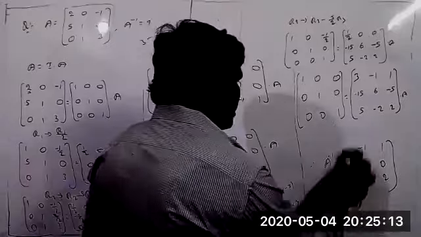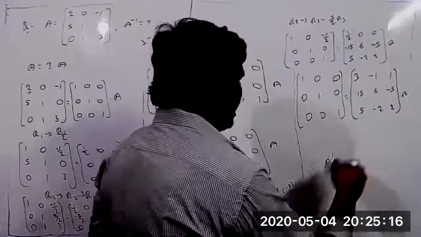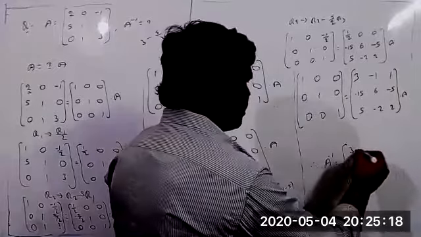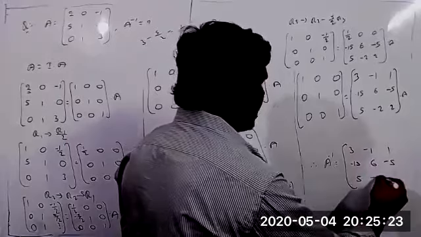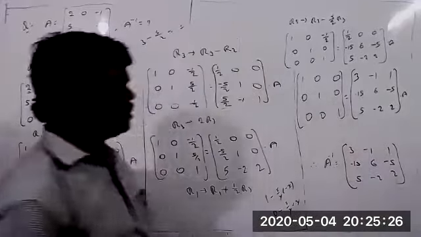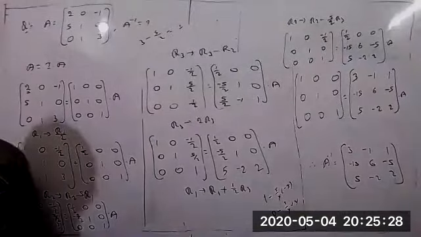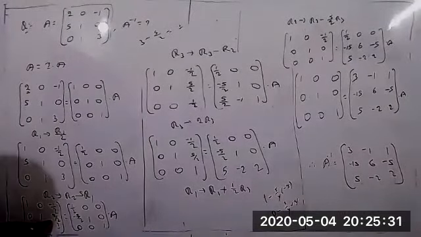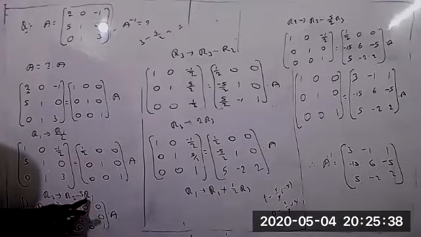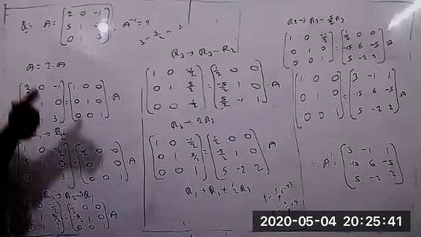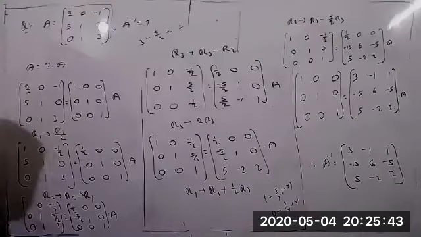So therefore the A inverse you can write now. It is 3, minus 1, 1, minus 15, 6, minus 5, 5, minus 2, 2. The small mistake here was just in R2 minus 5 R1. The conditions will be correct whatever it is, but the calculation had a small mistake here. So A inverse equals 3, minus 1, 1, minus 15, 6, minus 5, 5, minus 2, 2.